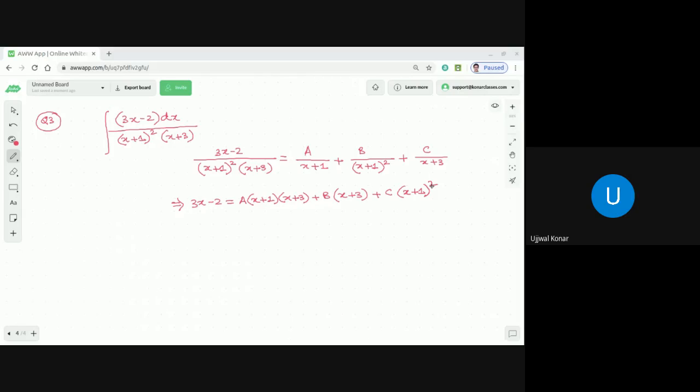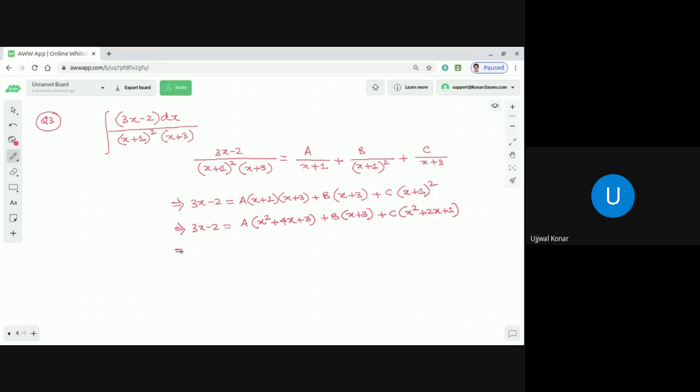Now we are going to just rearrange the terms and simplify it further. From here, the left hand side is 3x minus 2. On the right, A into (x square plus 4x plus 3), correct or not? Plus B into (x plus 3), plus C into (x square plus 2x plus 1).